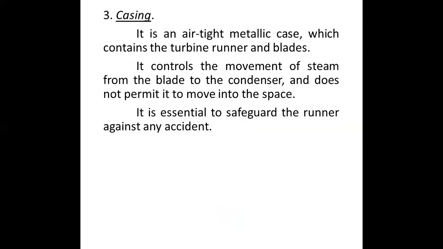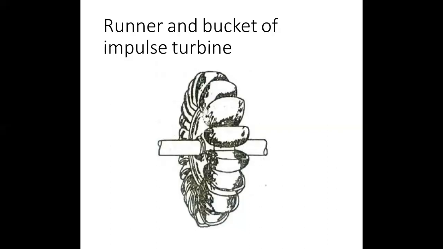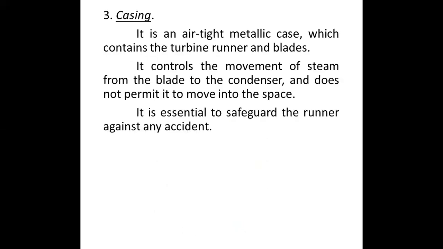Casing. It is an airtight metallic case which contains the turbine, runner, and blades. It controls the movement of steam from the blades to the condenser and does not permit it to move into the space. Moreover, it is essential to safeguard the runner against any accident.